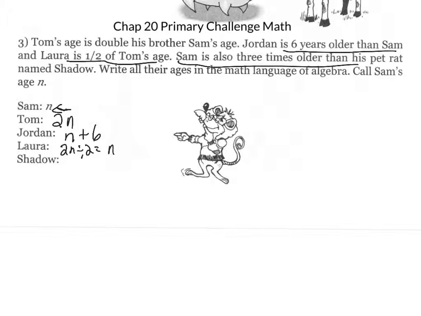Sam's 3 times older than his pet rat Shadow. Okay, so if you look at it from Shadow's point of view, Shadow is Sam divided by 3, or you can write that as n over 3, or even 1/3 n.